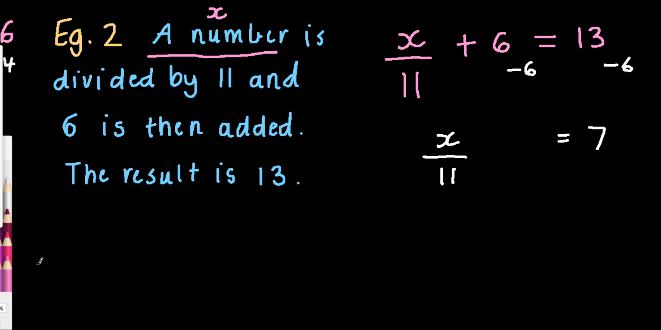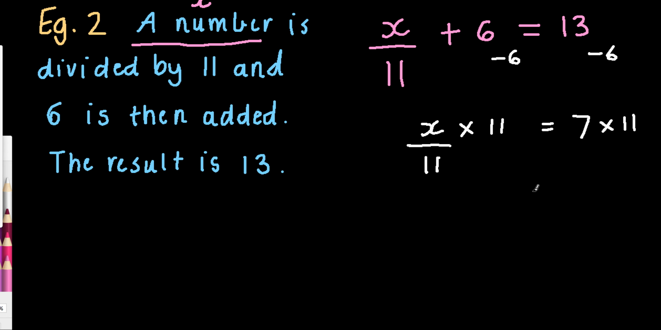So now let's times both sides by 11. Like so. This cancels out from this side, leaving us with just x, and 7 by 11 is 77. There we go. So we can check it. 77 divided by 11 is 7, and 7 plus 6 is 13. So I know that I've got it right.